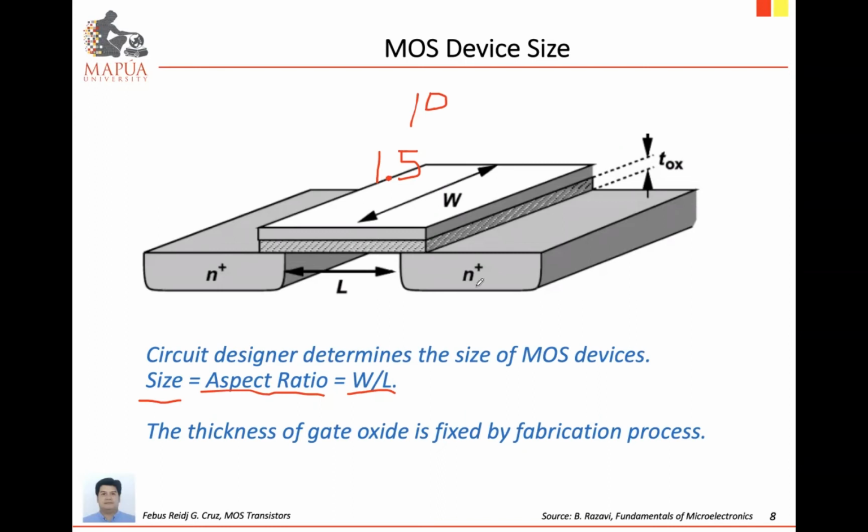Okay. Then as for the oxide thickness, take note that the thickness of the gate oxide is fixed by the fabrication process. So this will depend on the fabrication company. This one will be determined by the designer, the circuit designer. Okay, is this clear? Yes po. All right, sige, thank you.